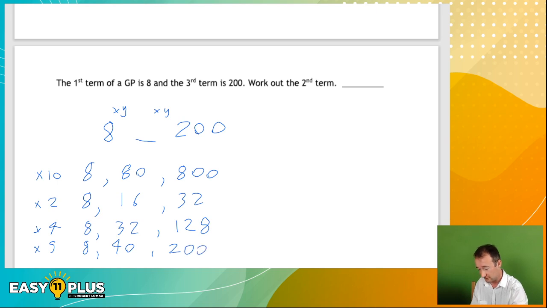Aha! That is the answer. So we have to times by 5. So the answer is 5. No, it isn't. Because we need the second term, not what you times by. The second term is this. So the second term is 40.